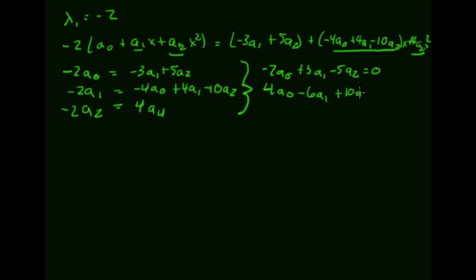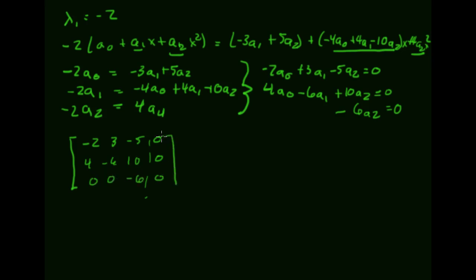Plus 10a2 is equal to 0, and -6a2 is equal to 0. So this gets me a system of equations which is solvable by Gauss-Jordan. So I'm going to throw that into the matrix: -2, 3, -5, 0, 4, -6, 10, 0, 0, 0, -6, 0.